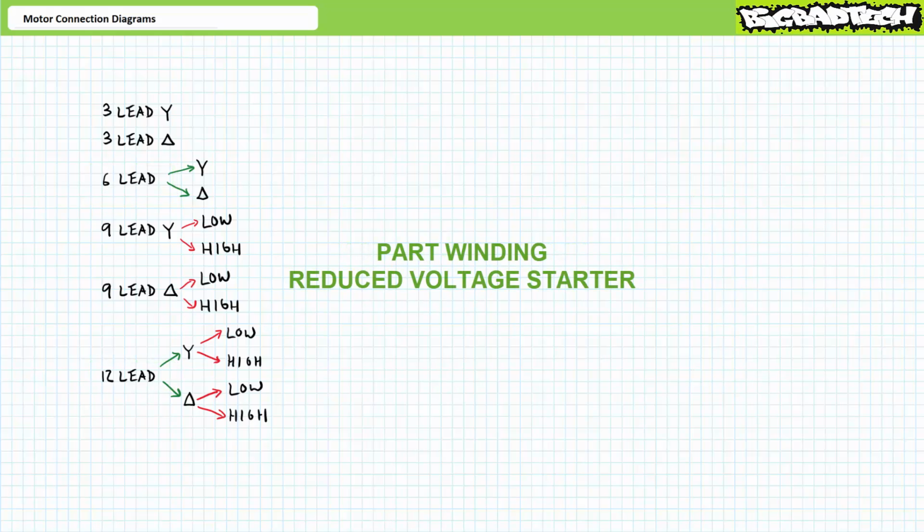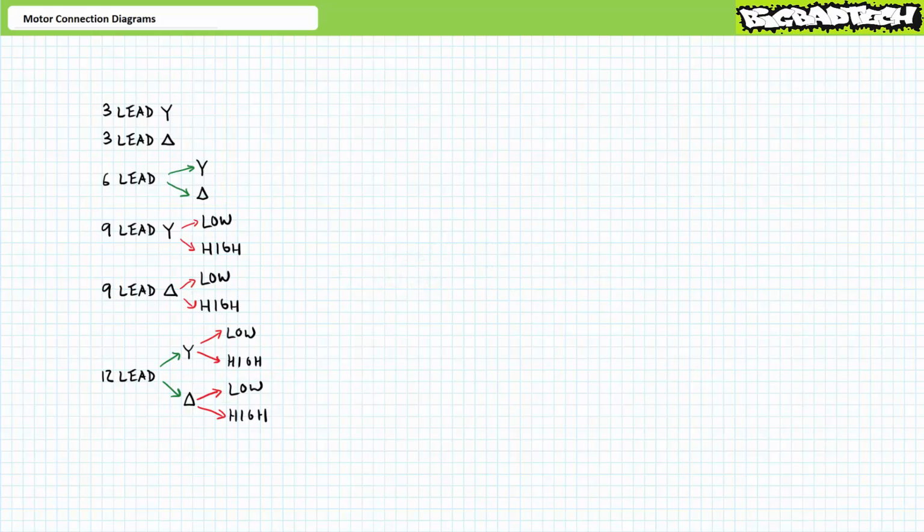Part winding reduced voltage starters initially use one set of windings during the acceleration phase before the other set is brought in parallel. Only motors with parallel windings, i.e. low voltage configurations, can make use of this technique. This leaves 9-lead low voltage Ys, 9-lead low voltage deltas, 12-lead low voltage Ys, and 12-lead low voltage deltas as available options. We'll examine these and other reduced voltage starting techniques like primary resistor reduced voltage starters and soft starters in later lectures.